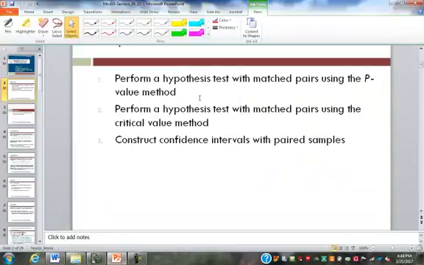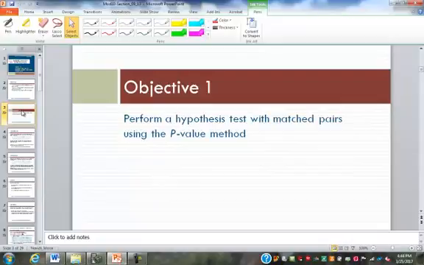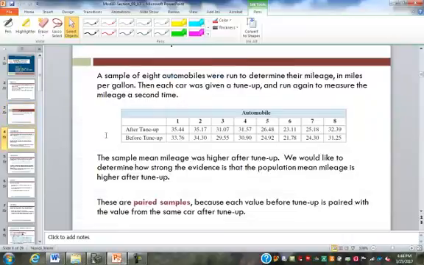We're going to perform the test with matched samples using the p-value. We're also going to perform it using critical values, and then we're going to construct a confidence interval for paired samples. So, p-value method. The nice thing about paired samples is we're not testing the two different samples, the two different treatments. What we're testing is the difference of the two treatments. So the difference of each pair becomes the data point, and you'll see that as we do the examples here.